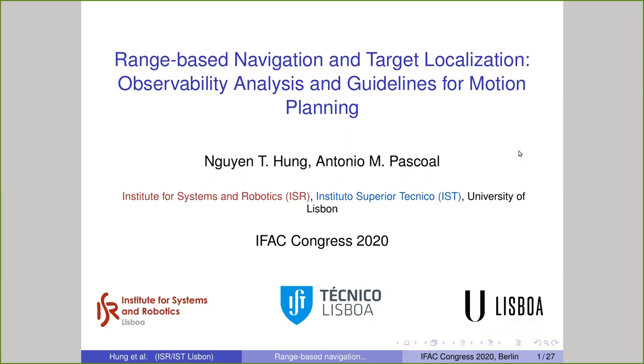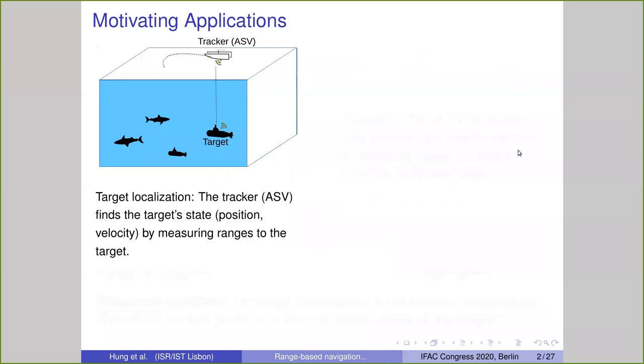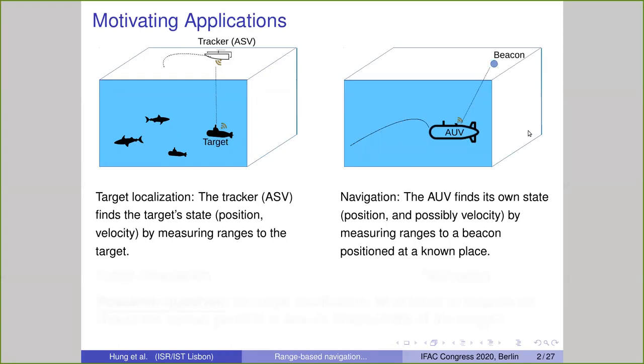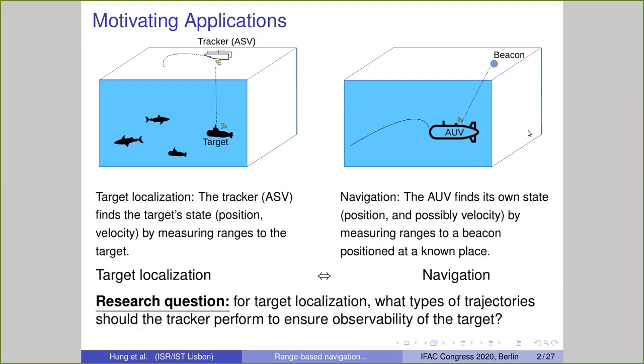In this presentation, we will talk about observability analysis and some guidelines for motion planning for the range-based navigation and target localization problem. So what is the target localization problem? This problem is defined for a tracker, for example an autonomous surface vehicle, to find the target state by measuring the range to the target. On the other hand, the range-based navigation problem is defined for a vehicle, or it could be a scuba diver, to find its own state by measuring the range to a beacon that's already placed in a known position. Actually, the two problems are equivalent and pose a fundamental question.